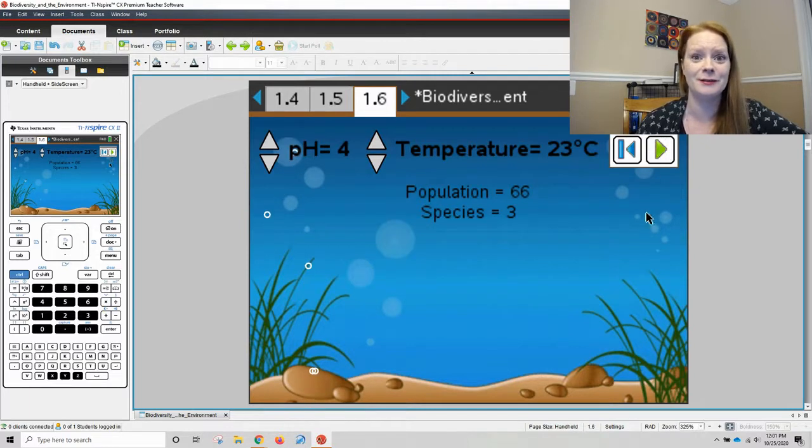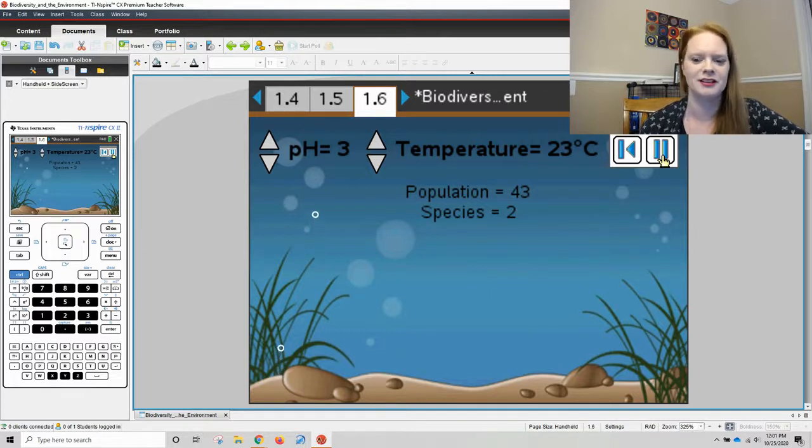And so now at this point, they might be seeing some patterns. So I would kind of stop here and be like, well, what do you predict? What's going to happen next? So if we decrease the pH to 3, what do you expect is going to happen to our populations and species? And they would let me know in the chat what they were thinking would happen. And then we would look and see what happened.